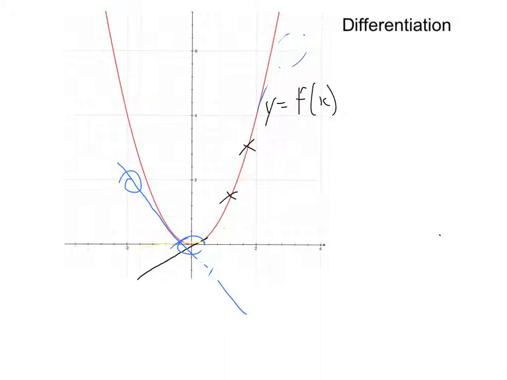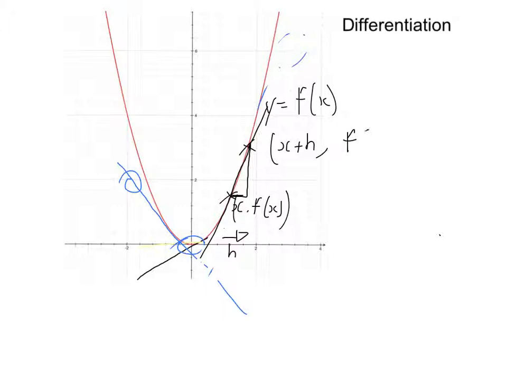We're going to find a gradient for this line. Now I'm going to call this point (x, f(x)), and then I'm going to go h units across. So my x coordinate will now be x plus h. All I'm saying is that I've moved h units to the right. It's a certain number of units, and then of course that'll be f(x plus h), the function of x plus h.